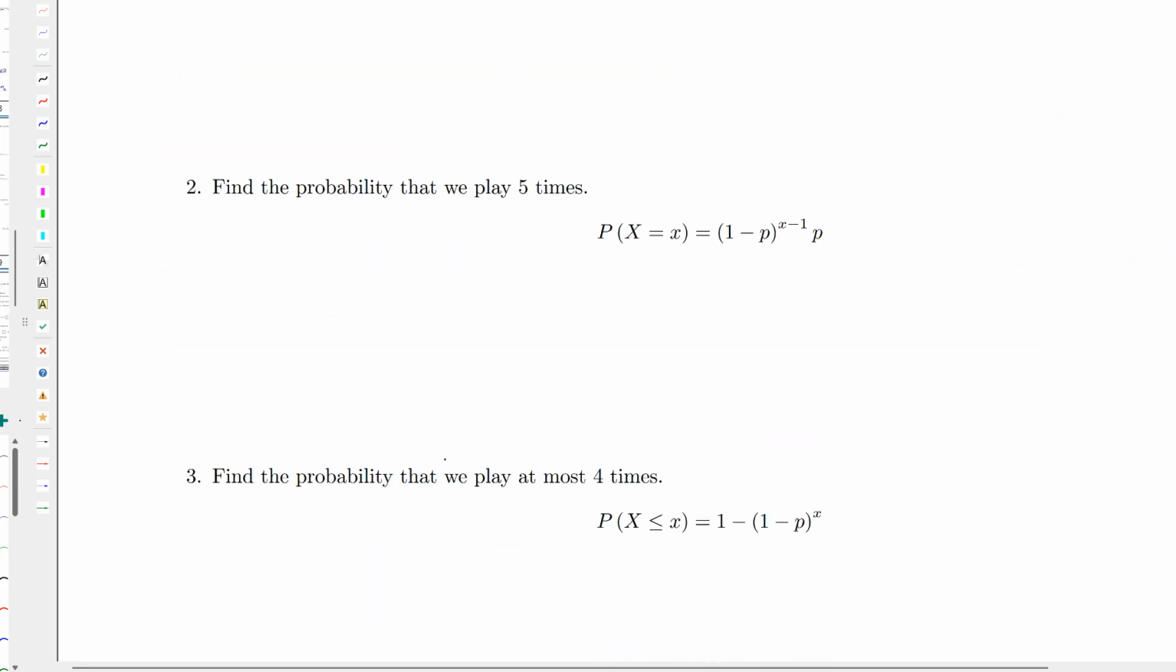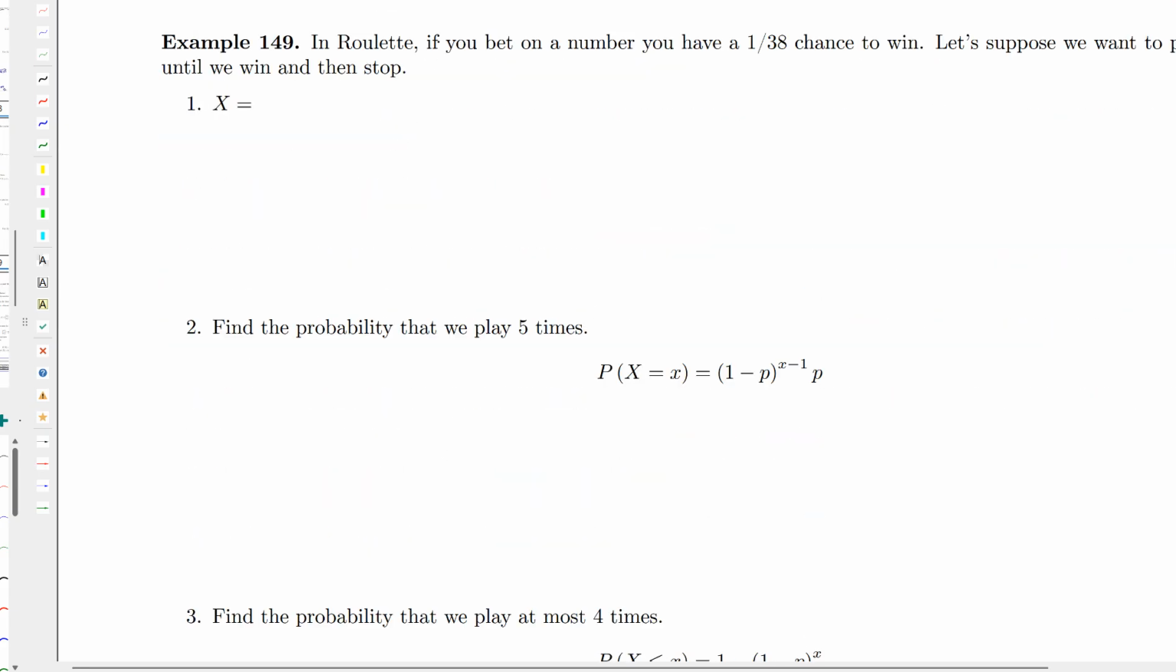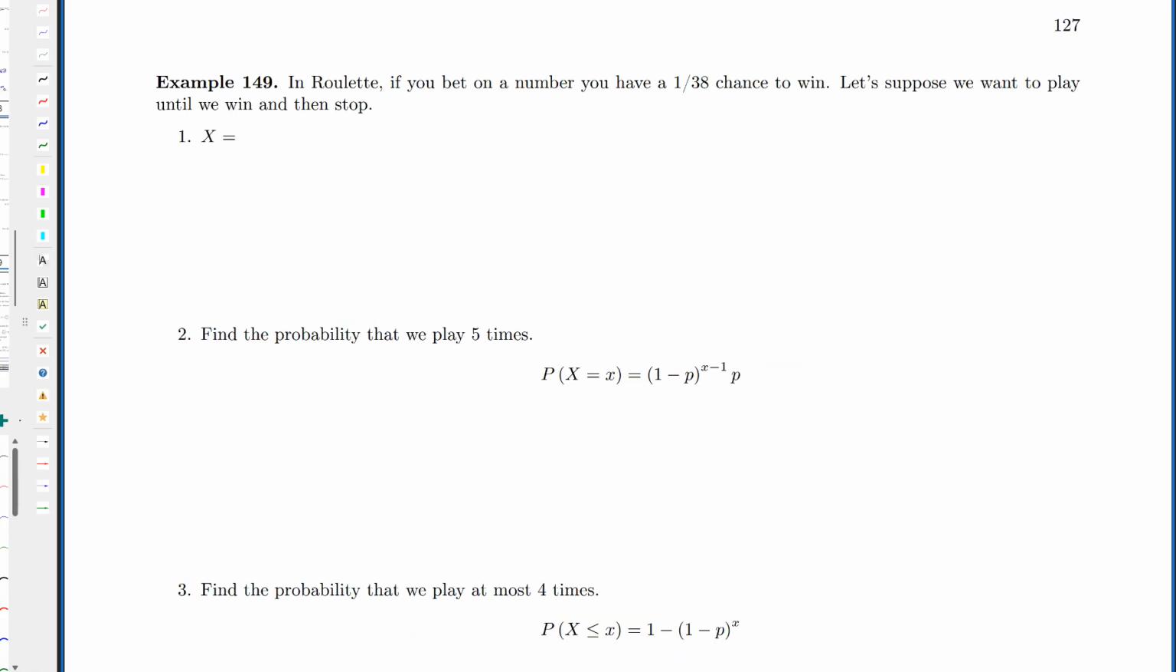So let's look at the game of roulette again. In roulette, if you bet on a number, you have a 1 out of 38 chance to win. Let's suppose we want to play until we win and then stop. So X will be the number of times to the first win.